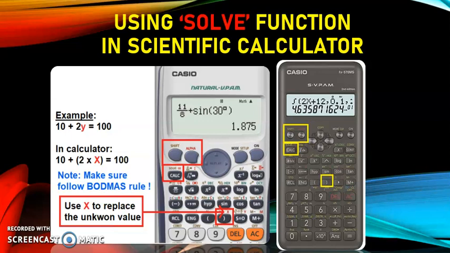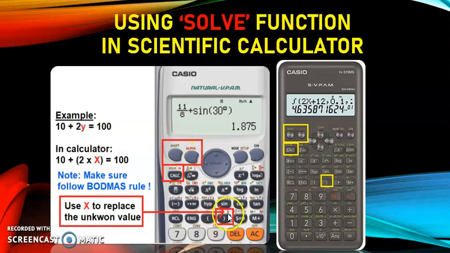Okay, in this video, I'm going to demonstrate how to use the solve function in your scientific calculator. If you look at your calculator, the buttons you need are alpha, shift, and then solve, which is solve equals. If you want to press solve, you need to press shift first. Similarly, if you want to press equal here, you must press alpha first, the red one and red one.